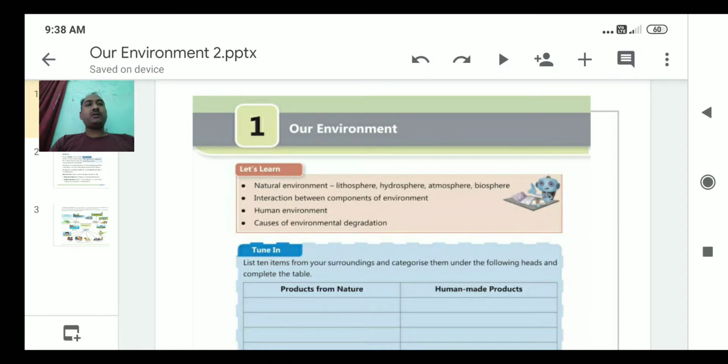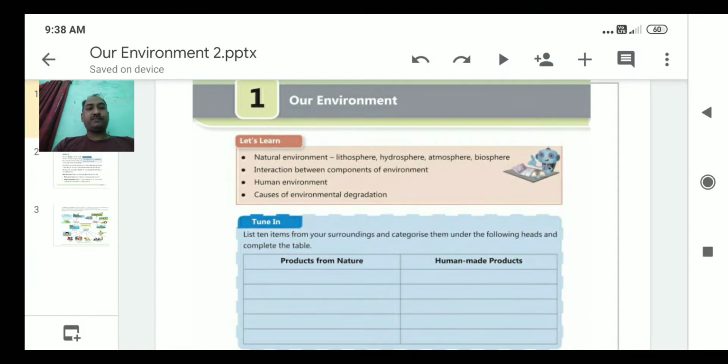So without taking your time, let's begin our first lesson of geography. It is our environment. Before going to start this lesson, let me clear some important aspects of this lesson. There are four important points that we are going to discuss throughout this lesson. First point, natural environment. It is specially concerned with lithosphere, hydrosphere, atmosphere and biosphere.